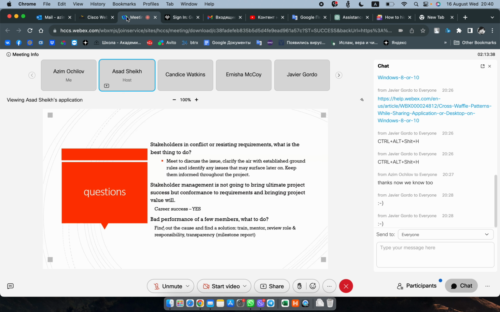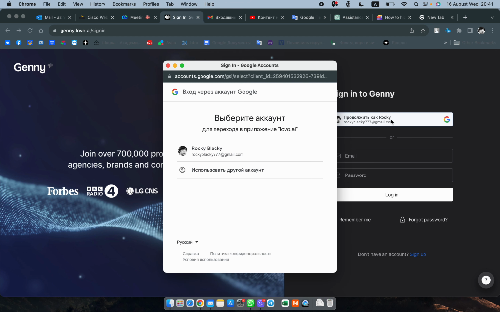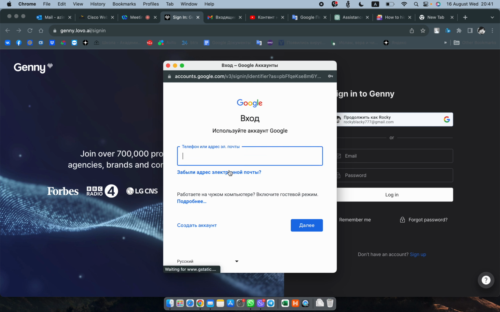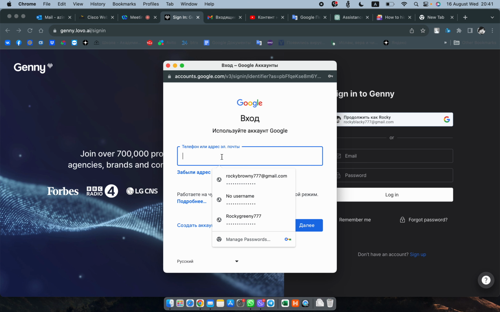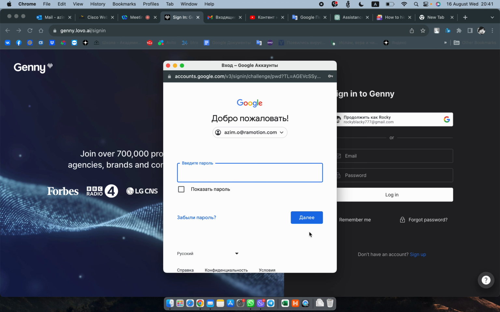This is not actually pertinent to the stakeholder management chapter, but this is about resources. If some of your team members are not performing up to par, what do you do? Again, you meet with them, find the cause, and find a solution. That's the answer. The solution could be training, mentoring them, or reviewing roles and responsibilities, or anything else.